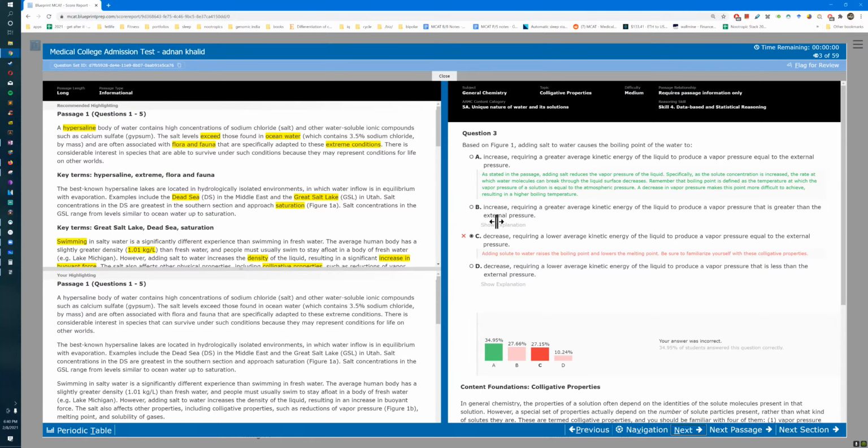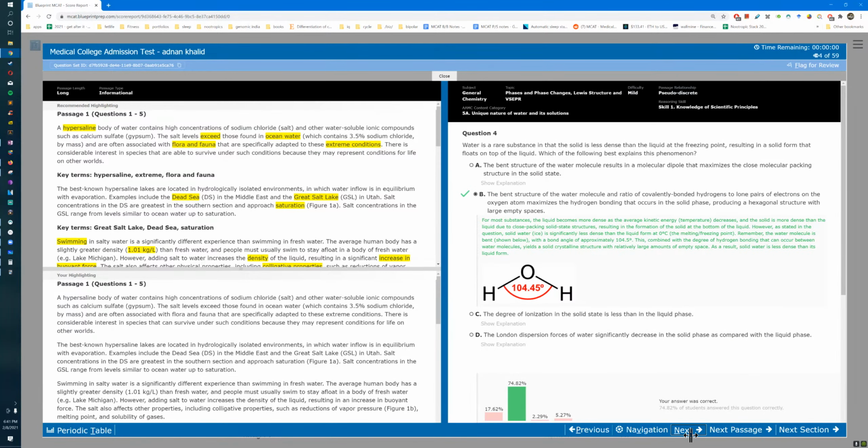And greater average kinetic energy is just another word for temperature. So basically, boiling point elevation means the boiling point increases, which means that the temperature required to boil increases, so hence greater average kinetic energy. And boiling is when vapor pressure equals the atmospheric pressure, so yeah, that one's going to be A.